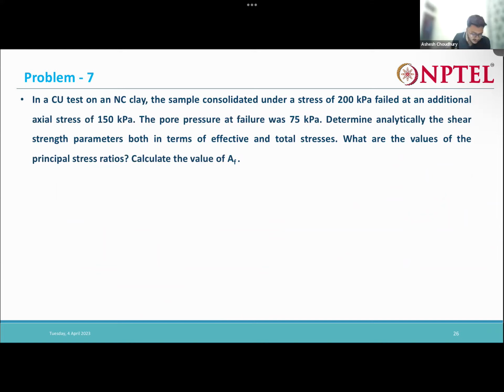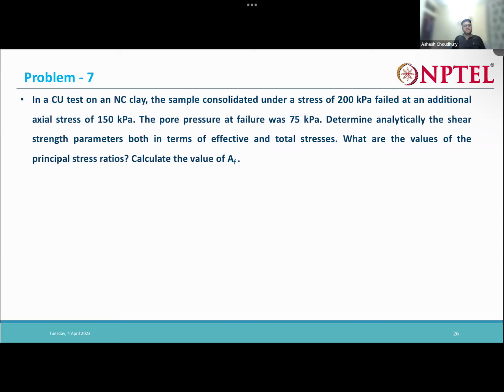Seventh problem. In a CU test on a normally consolidated clay, the sample consolidated under a stress of 200 kPa failed at an additional axial stress of 150 kPa. The pore pressure at failure was 75 kPa. The pore pressure at failure was given to us. Determine analytically the shear strength parameters, both in terms of effective and total stresses.